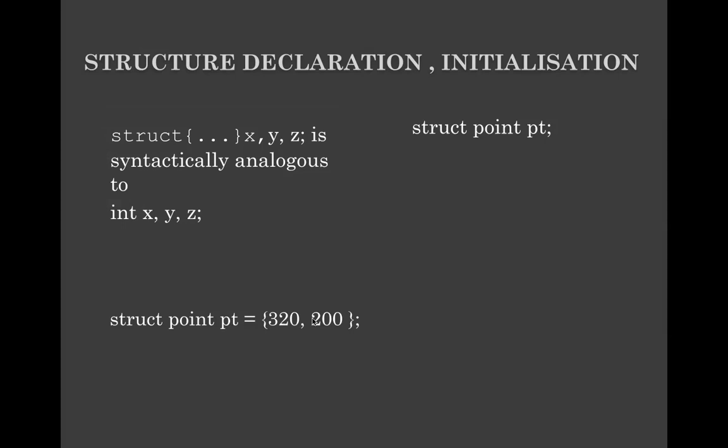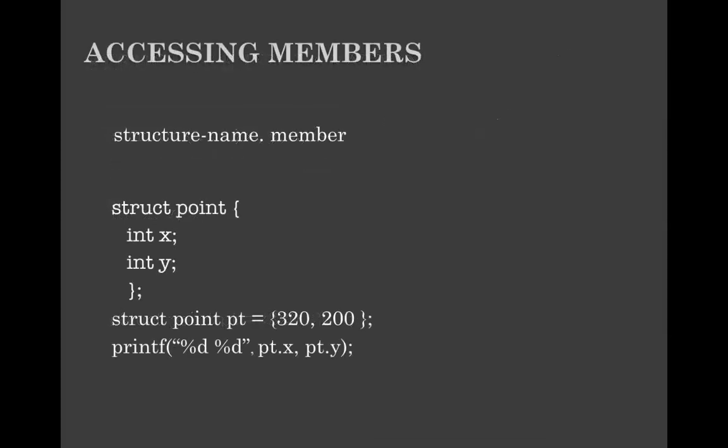I can also initialize values for the structure. Now, we know members are the variables which are declared inside a structure. How do I access the members? I will have to use the dot operator for accessing the members.